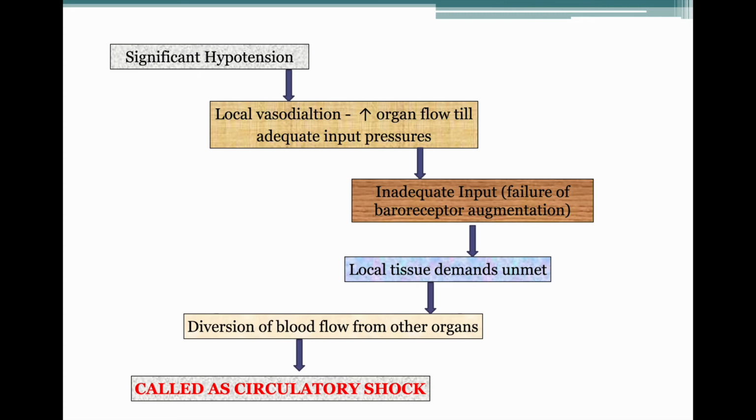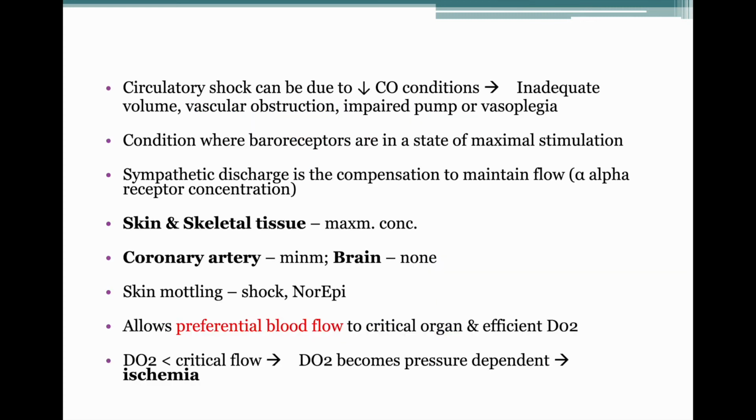Local tissue demands are not met. So what happens then is diversion of blood flow from other organs. As each organ is interdependent, suppose the renal flow gets compromised, the body will try to divert your hepatic flow or intestinal flow to the kidneys to increase the flow. That is what is called circulatory shock. The kidneys are already in low flow states, the body tries diverting flow from other organs to the kidney, and so all organs get devoid of proper flow. That is called circulatory shock.